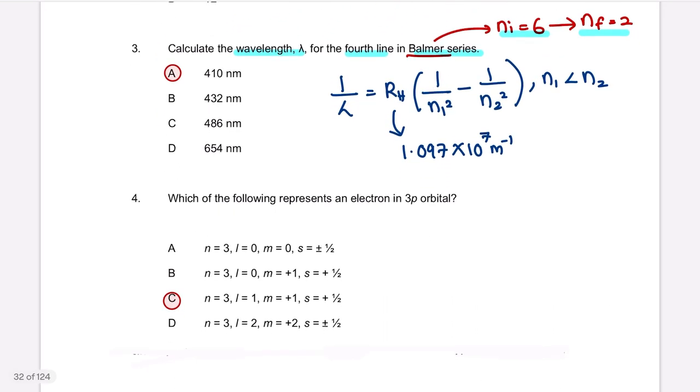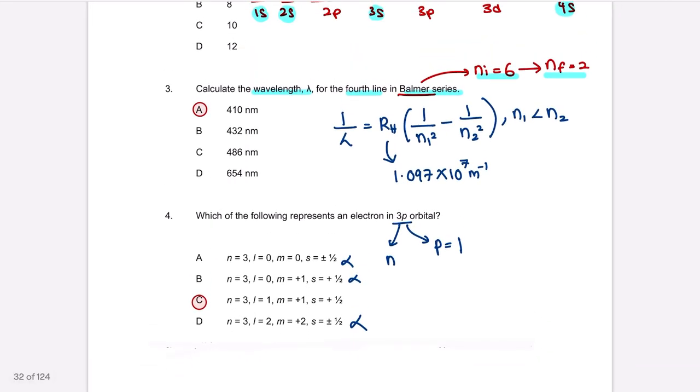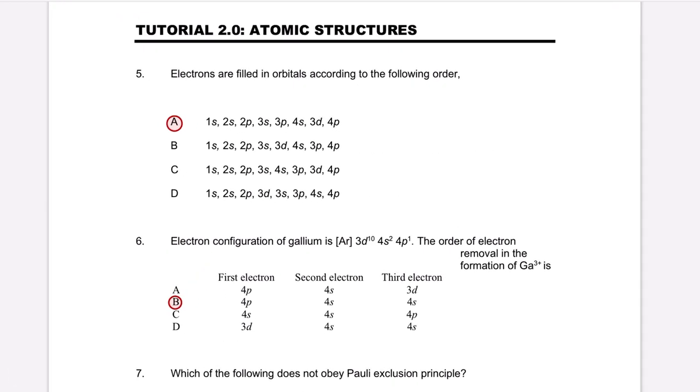Okay, all right. Next question. Let's look at question number 4. Which of the following represents a 3p orbital? We have to first check what is the principal quantum number. N value would be 3. So all the options over here have an n value of 3. Next, we look at the azimuthal quantum number, which is also the angular momentum quantum number, where p equals 1 value. Thus, options A and B are not correct, as well as option D. So there you have it, option C. Next.